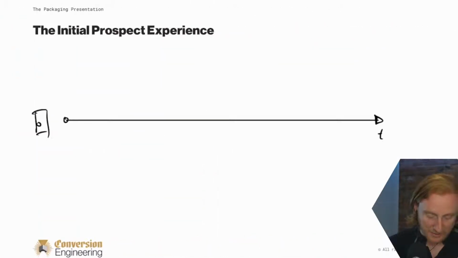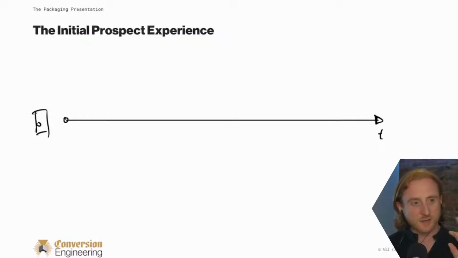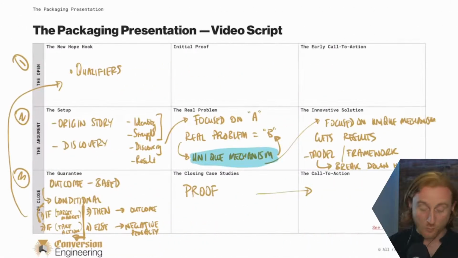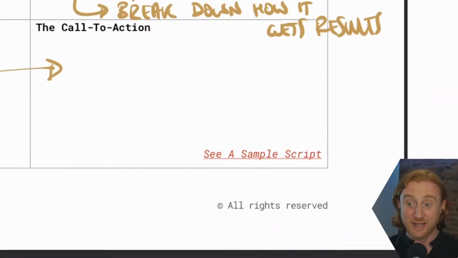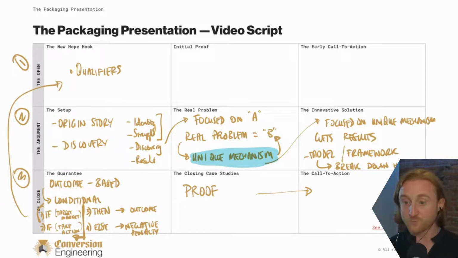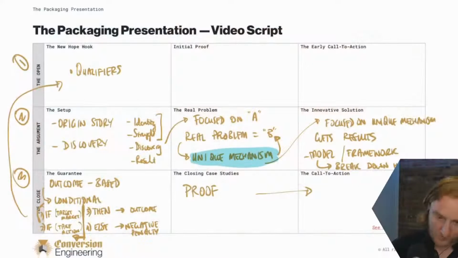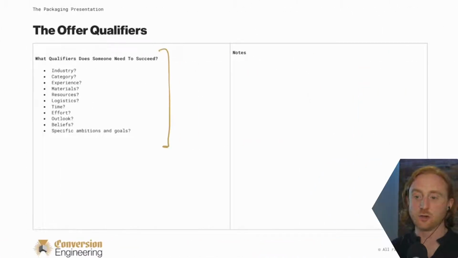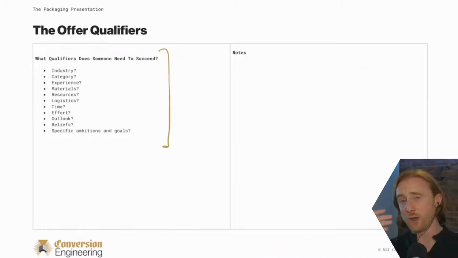In the workbook, we're going to talk through the initial prospect experience, and how and why I've designed the sales video framework to work in a certain way. We'll have the actual video script overview here. There's also a sample script that you can access down here. If you click that link, it'll take you to a document that has the full fleshed out script for my highest converting video, along with a link to see it live in the wild. Also, we're going to talk through your offer qualifiers, the best way to qualify people in your video.